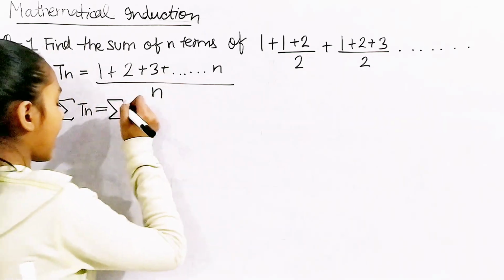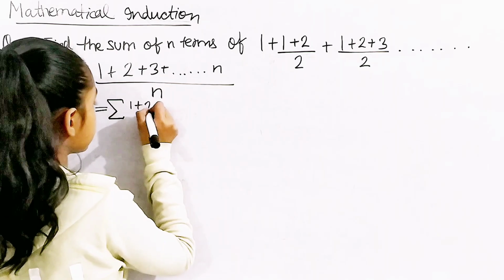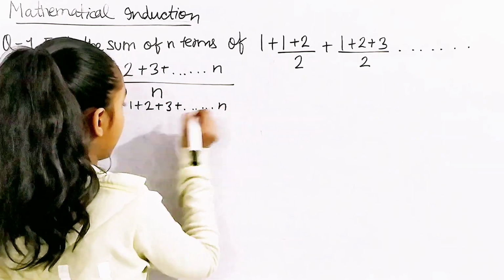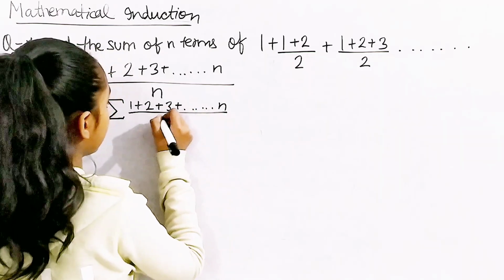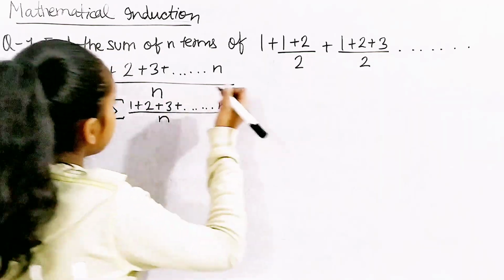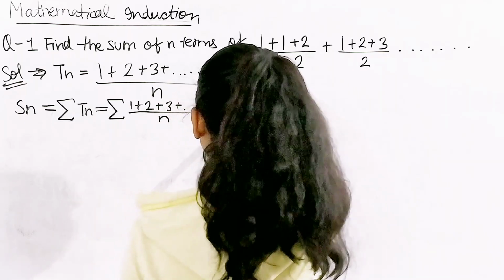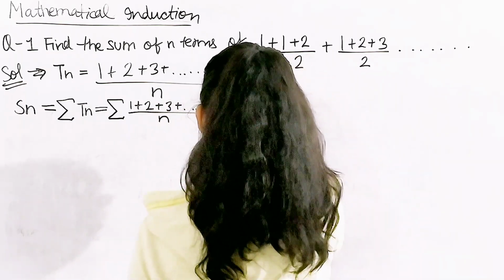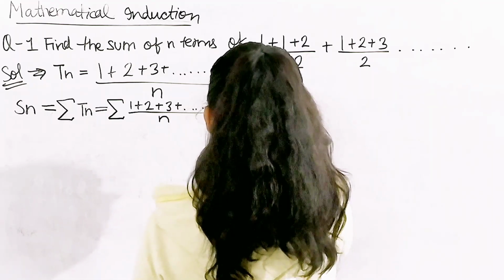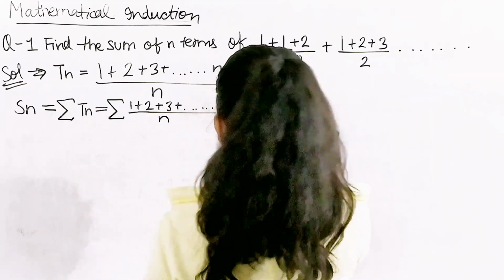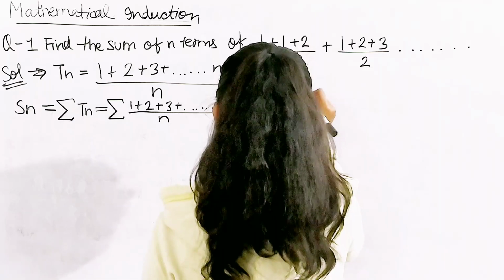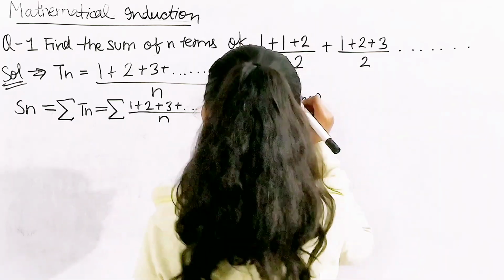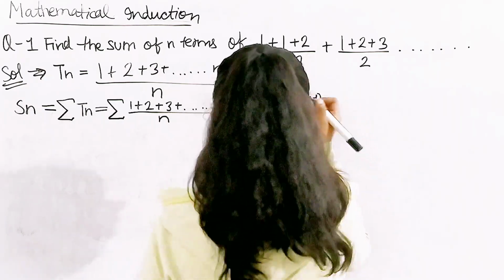Okay, yeah. So what is it? 1 plus 2 plus 3 plus n and upon n. Got it? And now I'm gonna write it this way. So now what is it going to be? It's gonna be actually n into n plus 1. So that's how we're gonna write it.